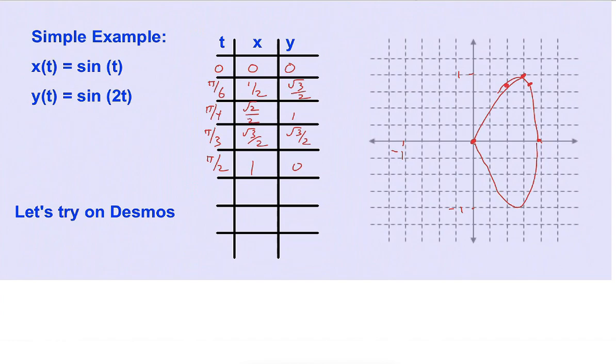And you might be able to guess, then the x values will go negative while the y values go positive. And then for a little bit of time, they'll both be negative. And the graph will look something like that.